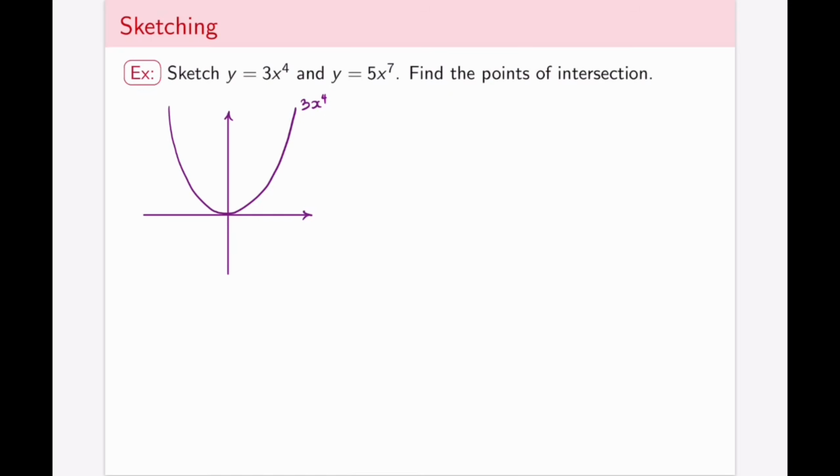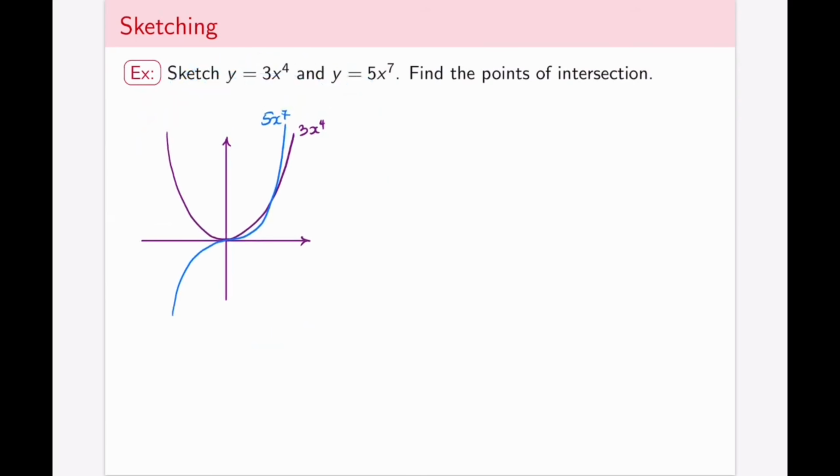The higher the power, the flatter it will be, which means that for my x to the 7th, near the origin, it has to be below x to the 4th, and then eventually it will surpass it and start growing faster and faster. So this already shows me that what I'm expecting are 2 points of intersection, one at the origin and then one somewhere here, the switch point, before which the 7th power was flatter near the origin, and after which it's going to actually surpass the 3x to the 4th.